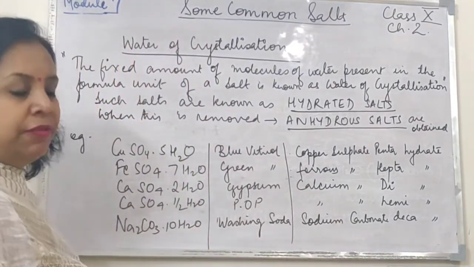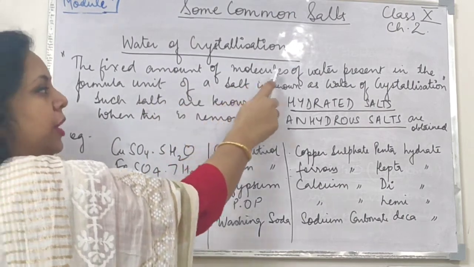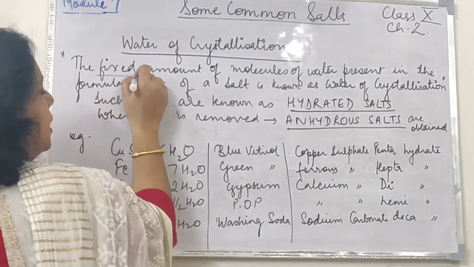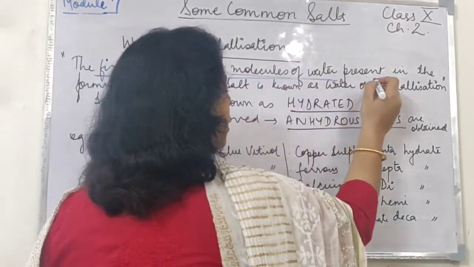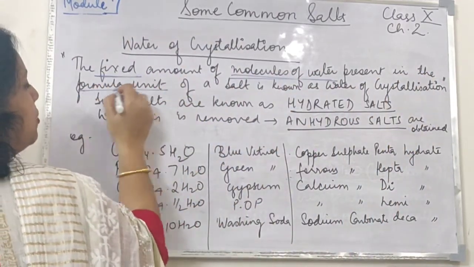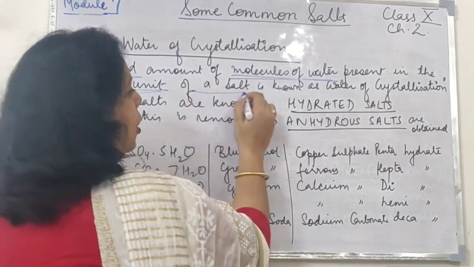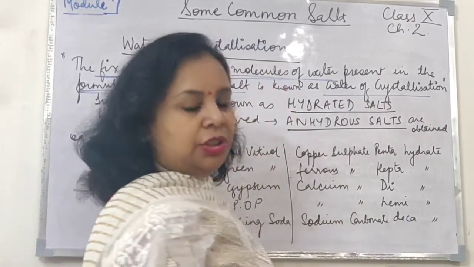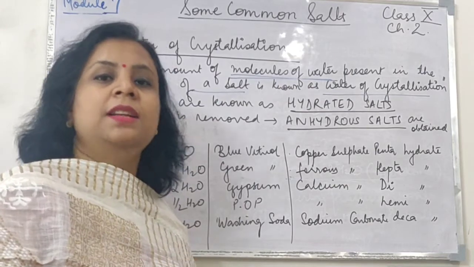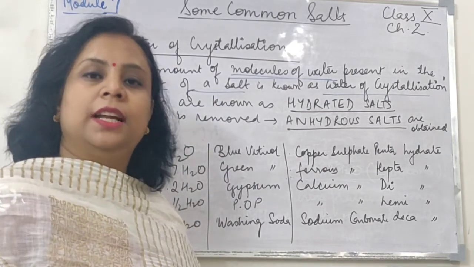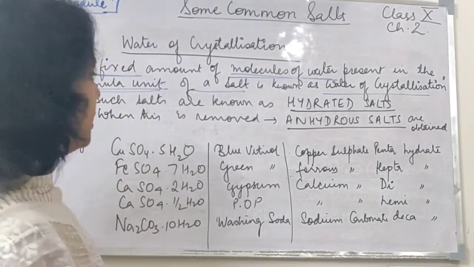If you go by the definition, water of crystallization is the fixed number of molecules of water. That means the number is fixed. Molecules of water which are present in the formula unit, which is the basic unit of the formula of a salt, are known as water of crystallization. So in one formula unit, the number of water molecules that are associated is known as water of crystallization. Again, I am telling you, they are not in chemical combination. That is the reason they are written separately.